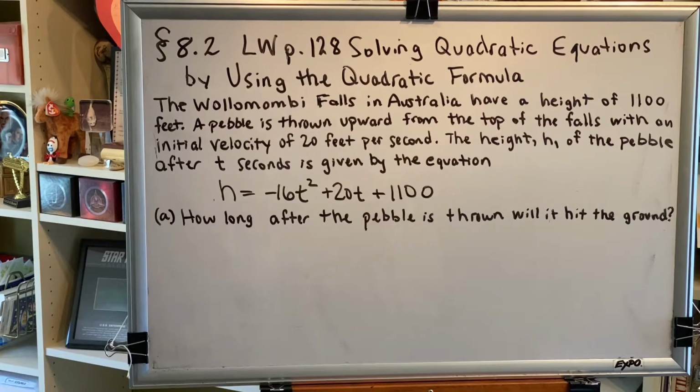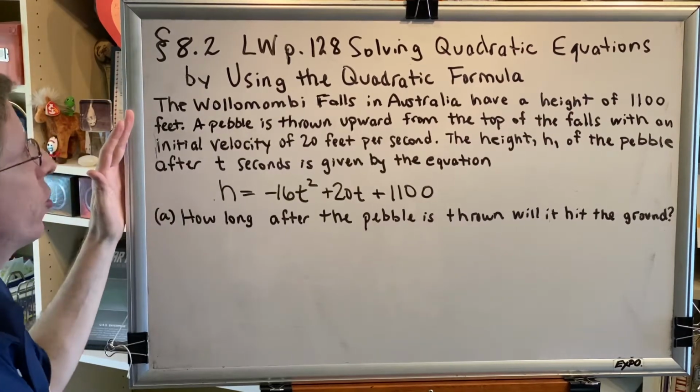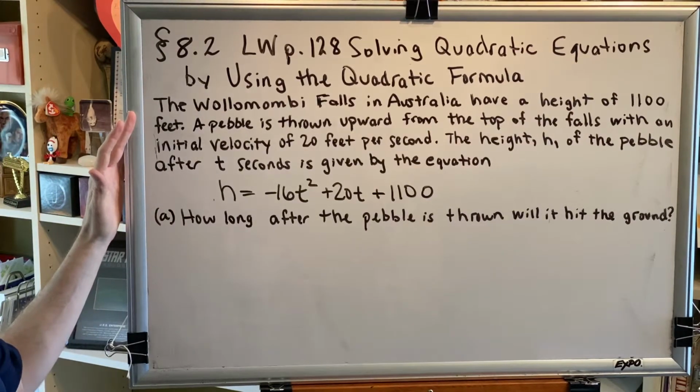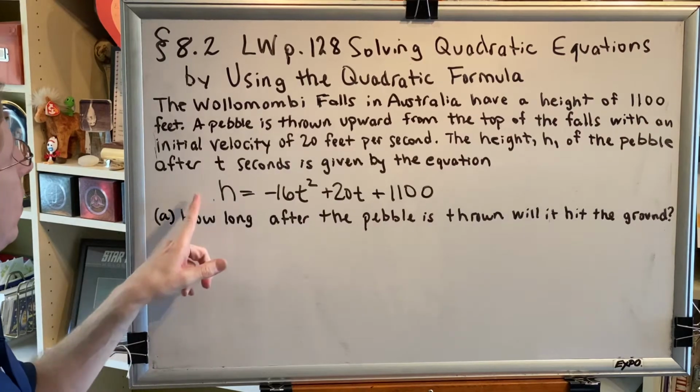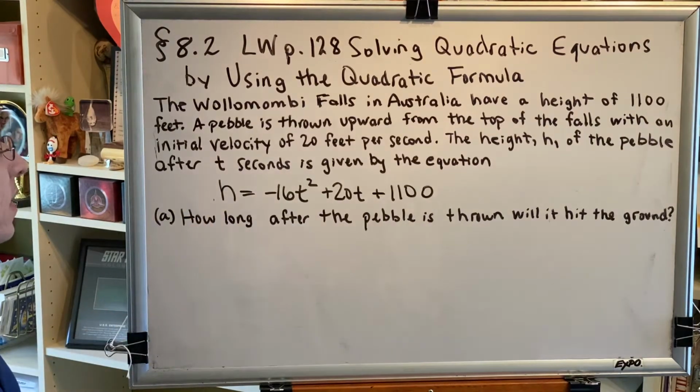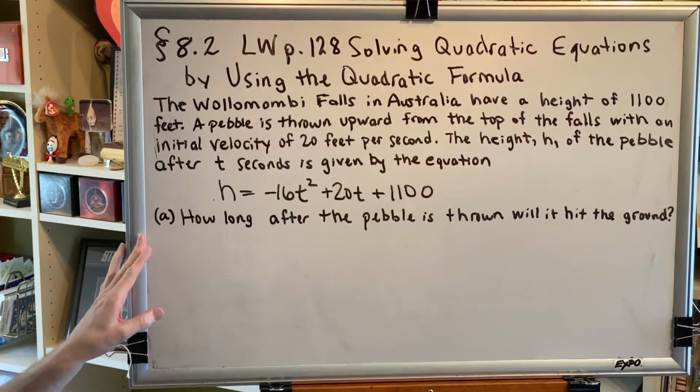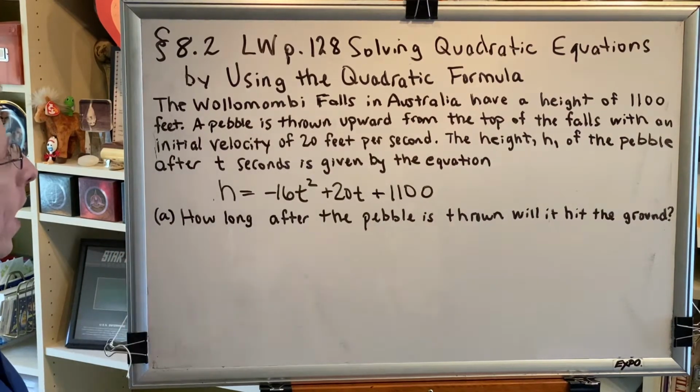Consider the following. The Wollomombi Falls in Australia have a height of 1,100 feet. A pebble is thrown upward from the top of the falls with an initial velocity of 20 feet per second. The height, h, of the pebble after t seconds is given by the equation h equals negative 16t squared plus 20t plus 1100. How long after the pebble is thrown will it hit the ground?